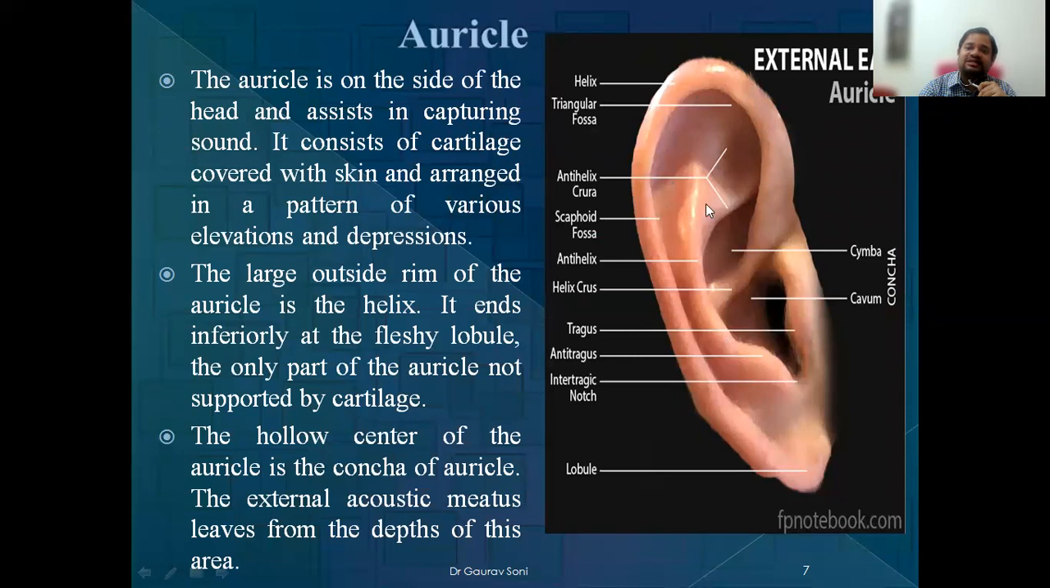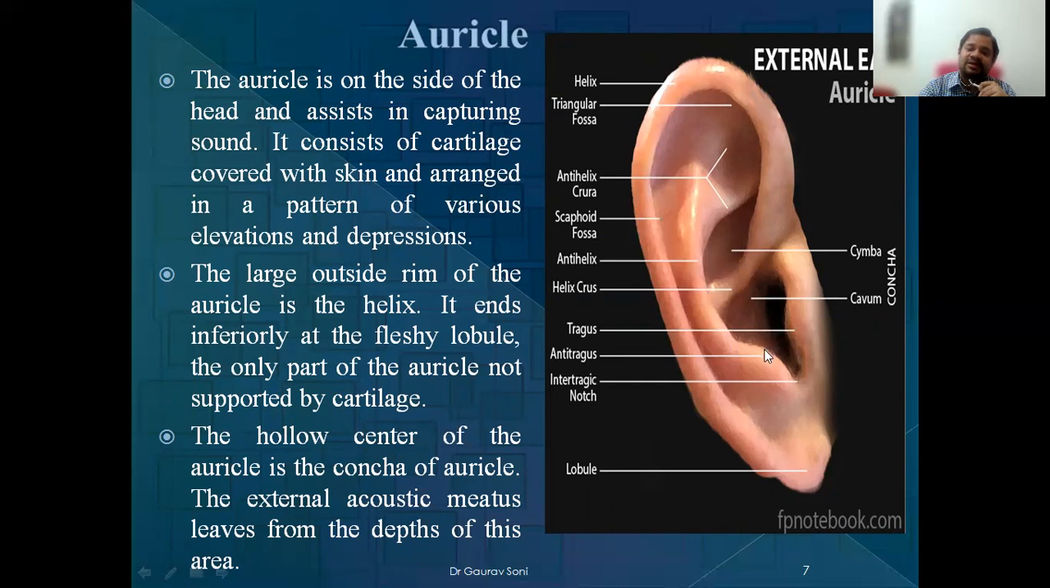Then opposite to the helix there is the same type of thing present inside, which is the antihelix. The curves or parts of the antihelix will be called antihelix crura. Then on the opposite outer side, there is the scaphoid fossa. This is the antihelix, as you can see. This is the part which is connecting the helix with the antihelix. Then towards the medial side, there is one elevated part, the tragus.